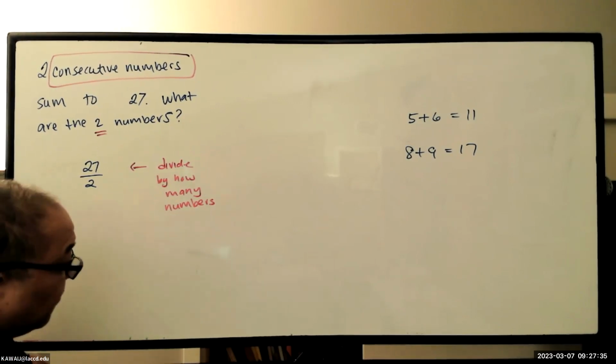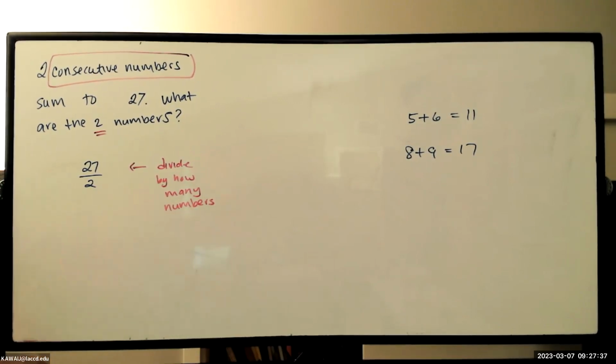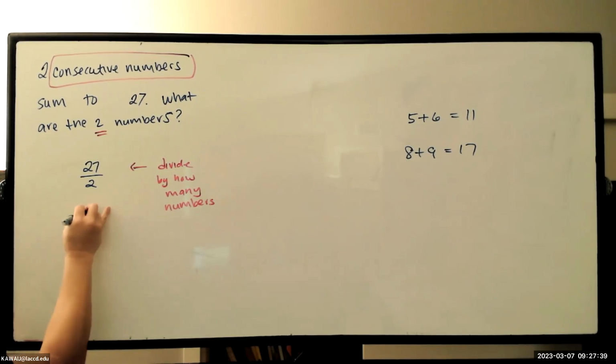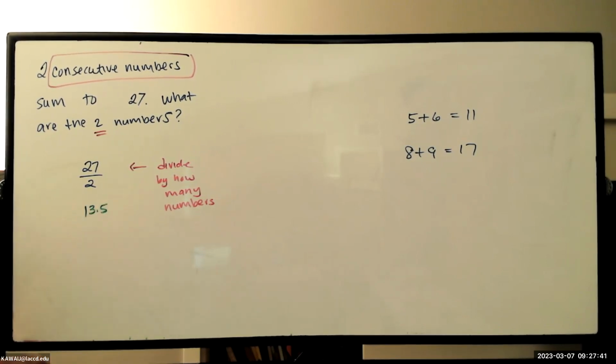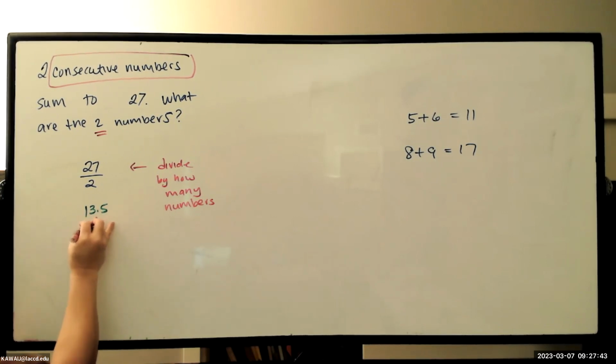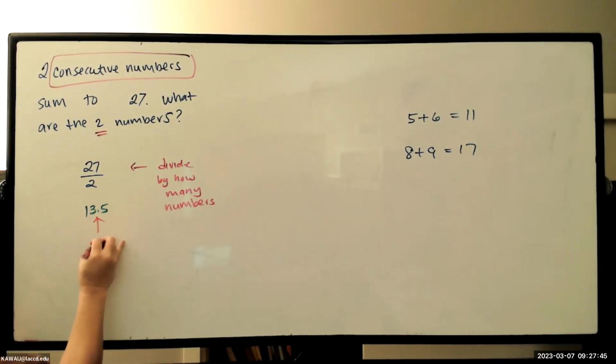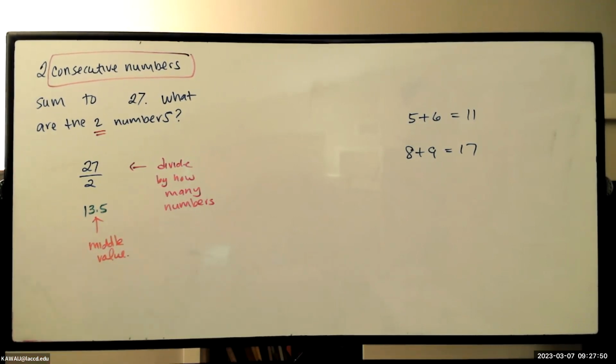So this will give me 13.5. This is the middle value. Sometimes it's in the answer, sometimes it's not. It depends on how many numbers they're asking you to do. So what you want to do now is answer the question.